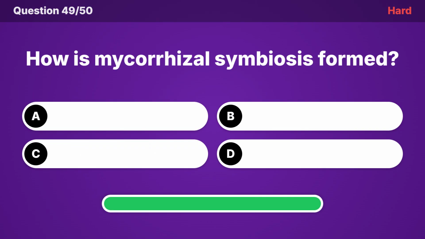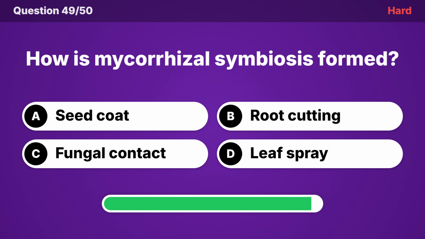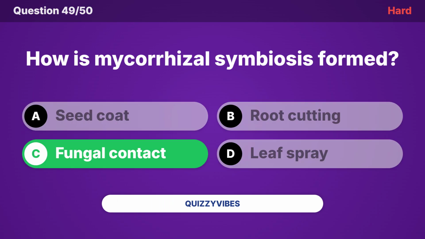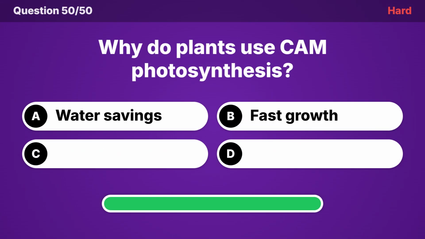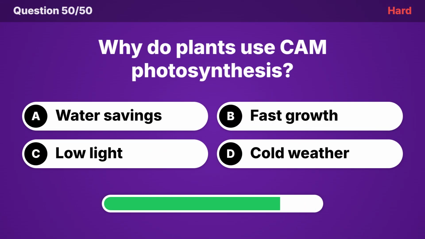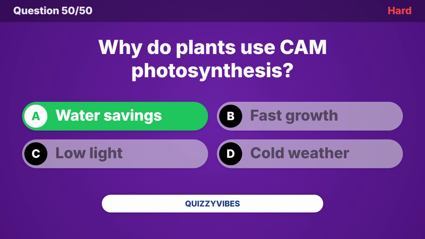How is mycorrhizal symbiosis formed? The correct choice is fungal contact. Why do plants use CAM photosynthesis? Here is the answer: water savings.